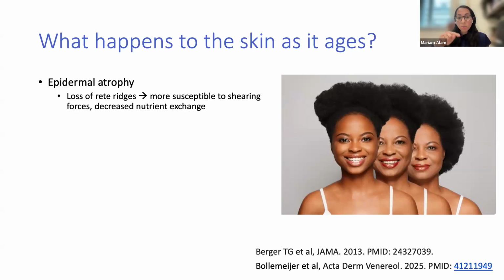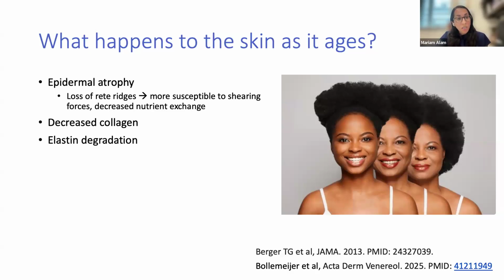The rete ridges, which are these loops I'll show you in a minute, are actually a really big site for nutrient exchange in the skin. They're really well vascularized. And so the thinning of the epidermis prevents nutrient exchange in the skin. And that also leads to some of the issues that older patients experience.